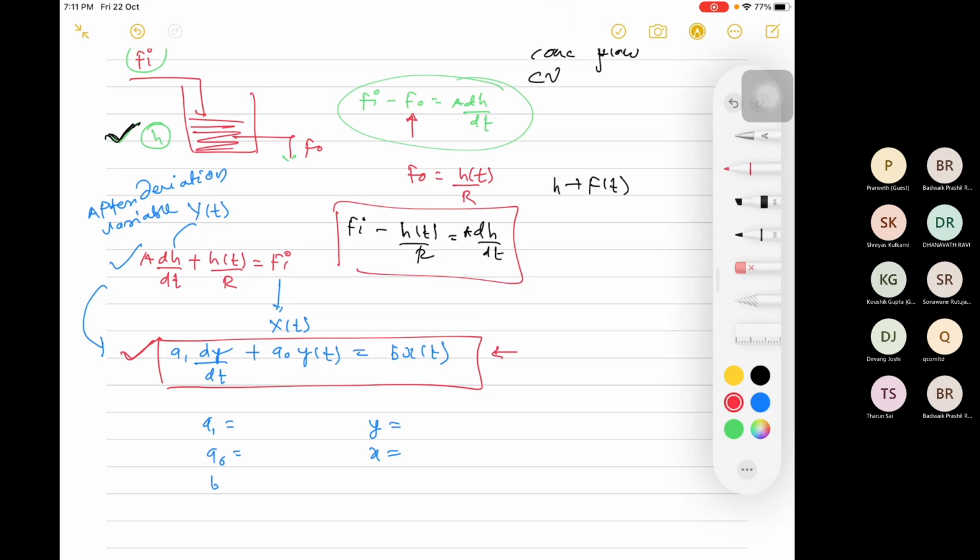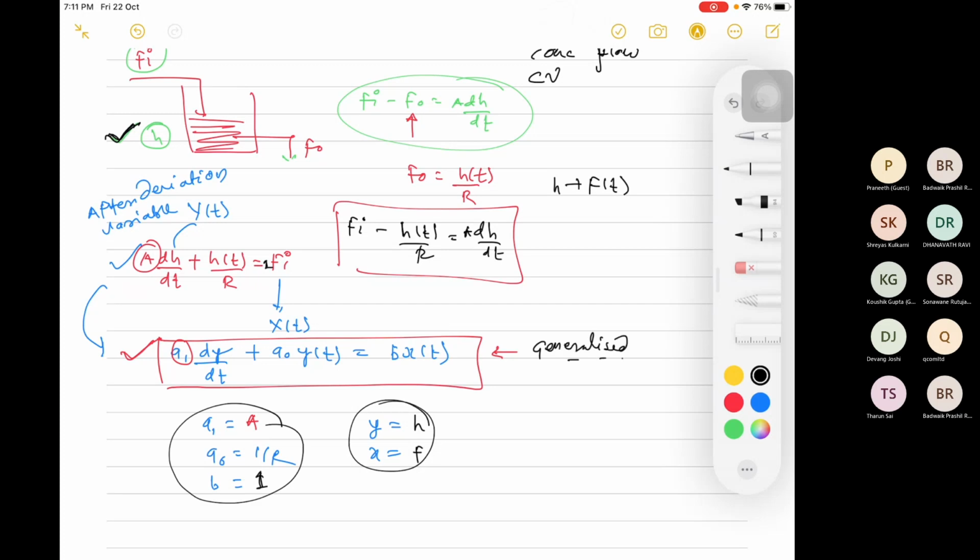What is a1? A. What is a naught? A naught is your 1 by R. What is b? Here 1 is there, so it is 1. What is y? Y is your height, that is the output variable. What is the input variable? It's the flow rate. So always you can compare and you will have this generalized form.